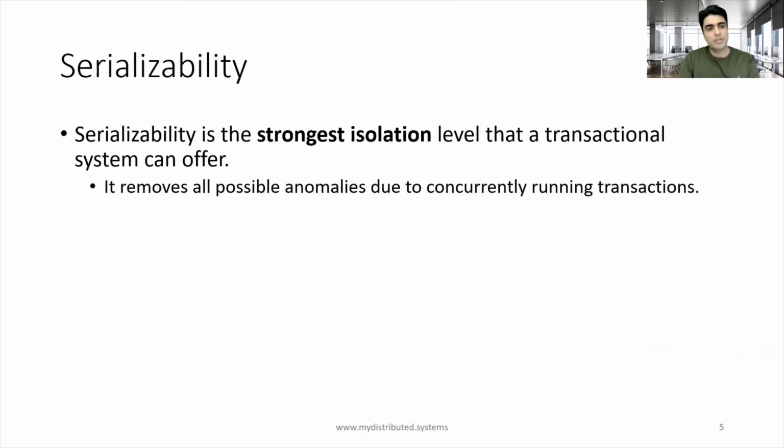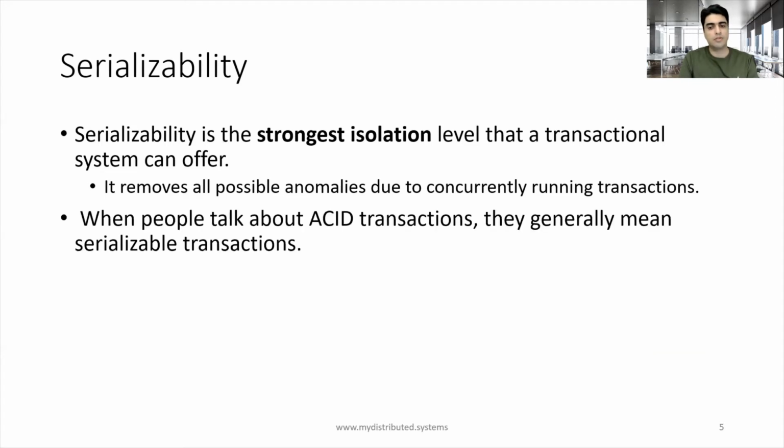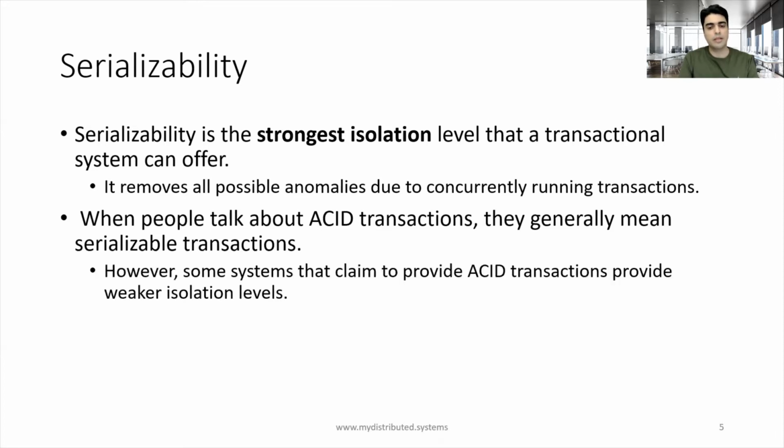Okay, so let's start with serializability. Serializability is the strongest isolation level that a transactional system can offer. It removes all possible anomalies due to concurrently running transactions. When people talk about ACID transactions, they generally mean serializable transactions. However, some systems that claim to provide ACID transactions provide weaker isolation levels. So you need to always be careful when a system claims to be ACID to see exactly what level of isolation that system is providing.